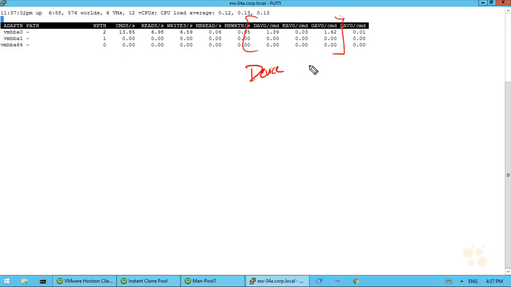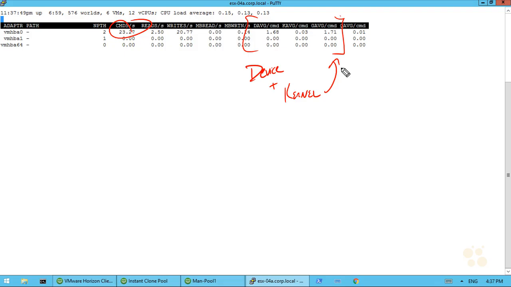So what is the time being spent communicating with the device? Then what is the kernel average? How much time are we spending in the VMkernel processing these disk requests? And then when you add the two together, you get your overall or G average per command. Remember, we have those commands on the far left-hand side, so as we break down the time it takes to execute each of those commands, we see these values.